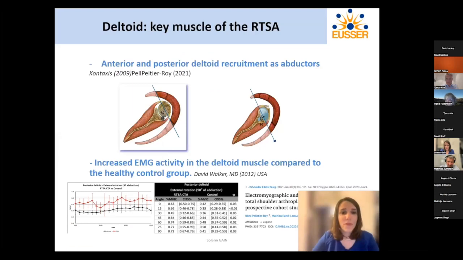The second important characteristic of reverse shoulder arthroplasty is the deltoid. This is the key muscle of the reverse shoulder arthroplasty. Anterior and posterior deltoid are recruited as abductors. And there is also an increased EMG activity in the deltoid muscle compared to the LC group control. So we have to focus also on deltoid strengthening during rehabilitation.